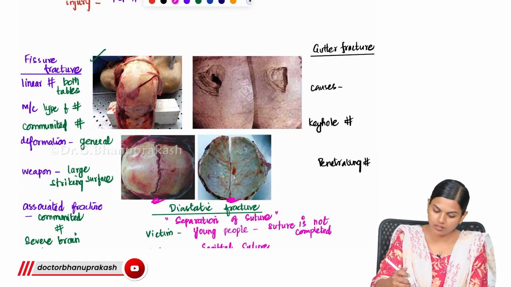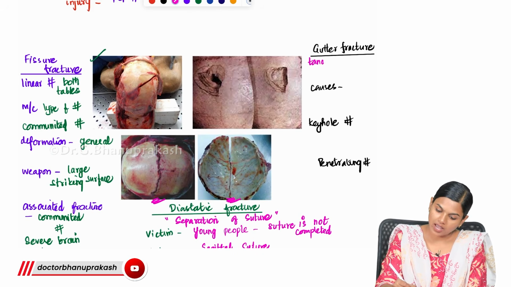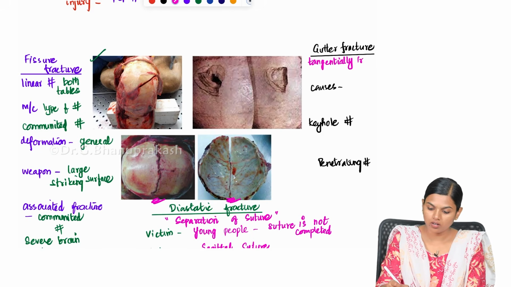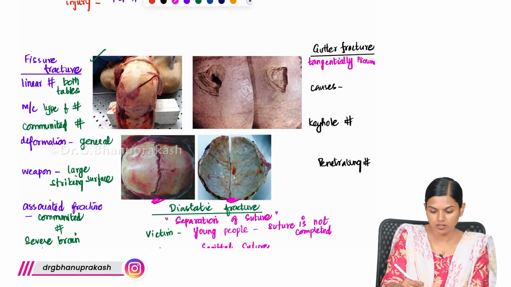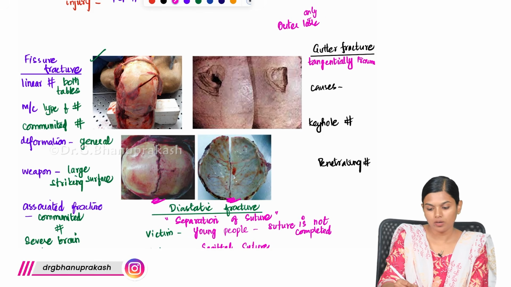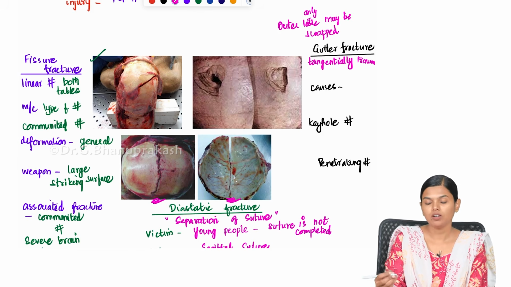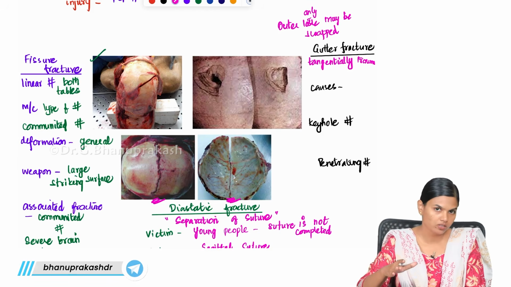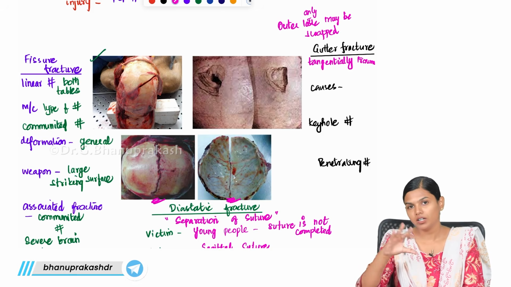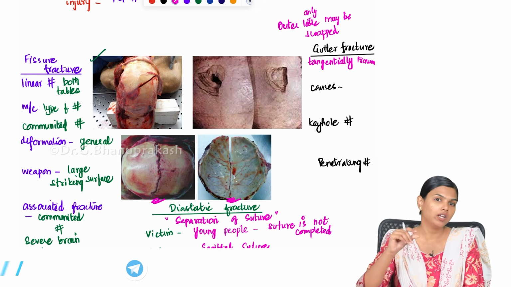And next is gutter fracture. Gutter fracture is when the trauma comes tangentially. When there is tangential trauma, there may be just scraping away of the outer table. Only the outer table may be scraped. That fracture we call gutter fracture. It will go like a gutter and form a groove-like structure. Tangentially, it will chip off the skull bone and go away. There may not be any damage to the inner table and the brain.